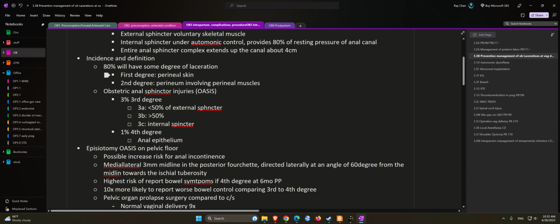About 3% will be third degree laceration, and in the third degree we divide it into A, B, and C. So 3A is less than 50% of the external sphincter, 3B is greater than 50%, and 3C is involving the internal sphincter. 1% will have fourth degree, which is involving the anal epithelium.